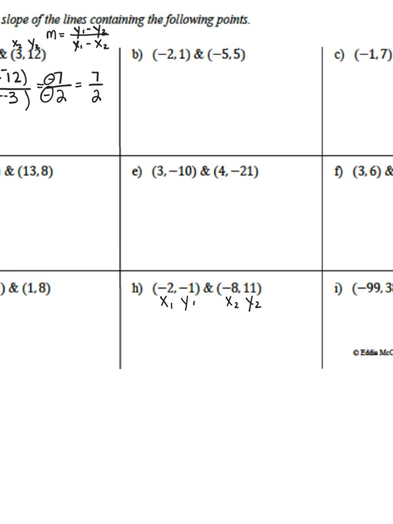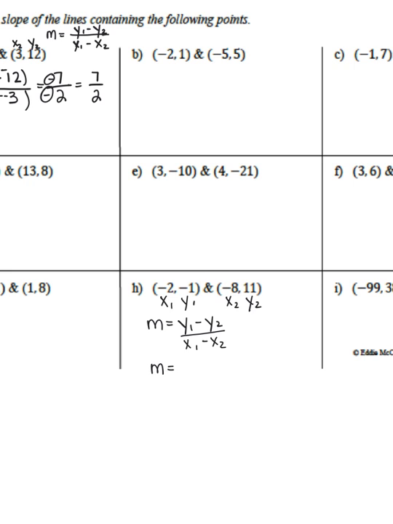And then I'm going to use the same formula. M is equal to y1, y2. Remember, y always goes on top because we're talking about the rise, and that's the y-axis. And then the run, x1 minus x2. And then I just start filling it in.